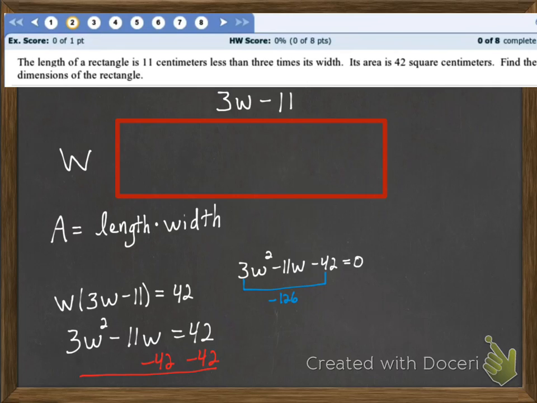Okay, and now at this point we need to find things that multiply to be negative 126, that when you add them together you get the negative 11. So that's what you're looking for. You may want to pause the video for a moment to see if you can figure that out and to catch up with me. Okay, welcome back. Hopefully at this point you have realized that the two numbers we need are a positive 7 and a negative 18. So we rewrite the 11W as 7W minus 18W.